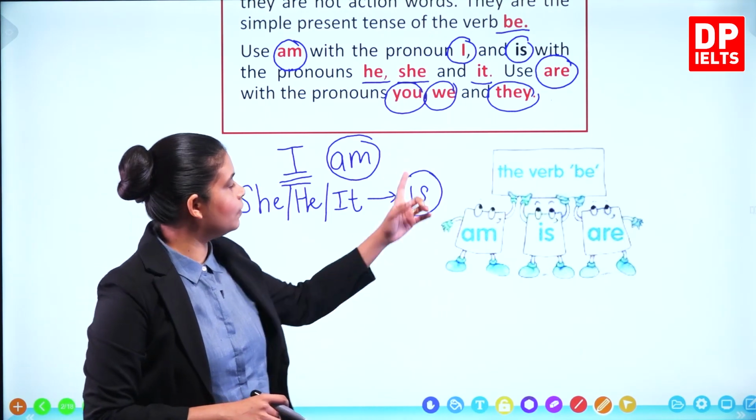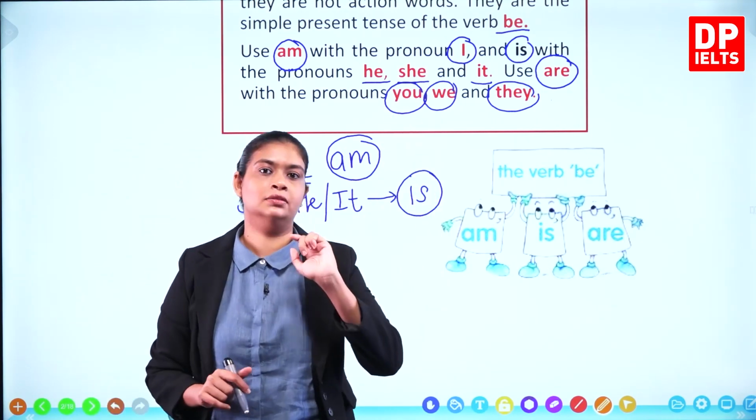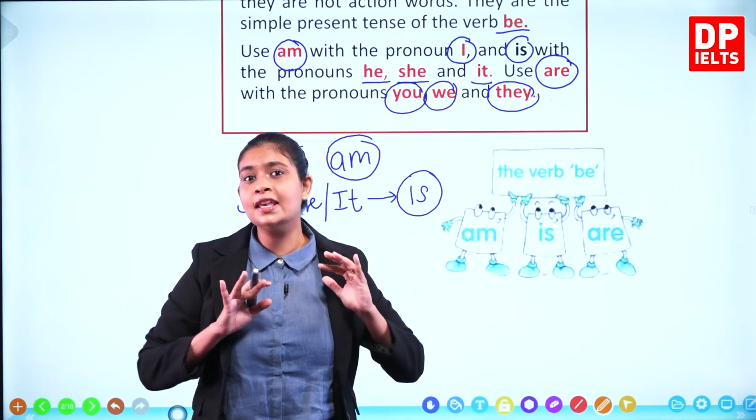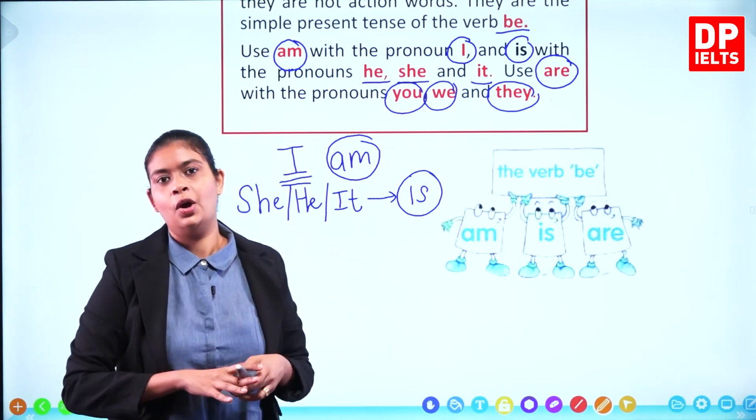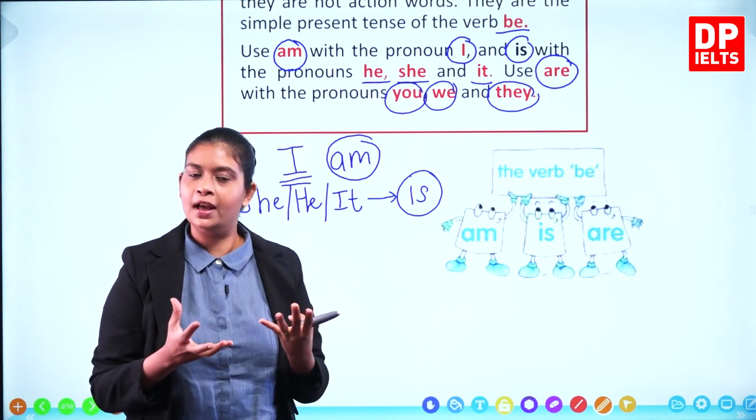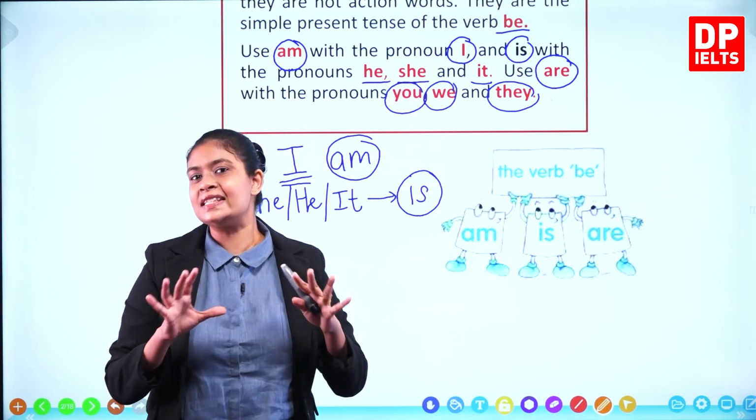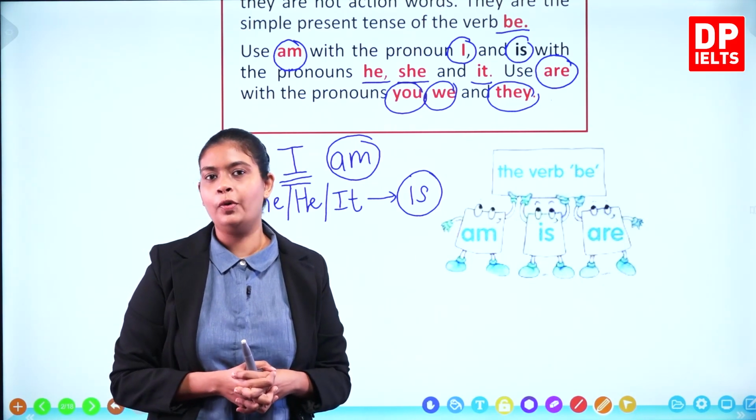But remember you is a singular noun. Even though you is singular, it acts like a plural noun or rather pronoun.